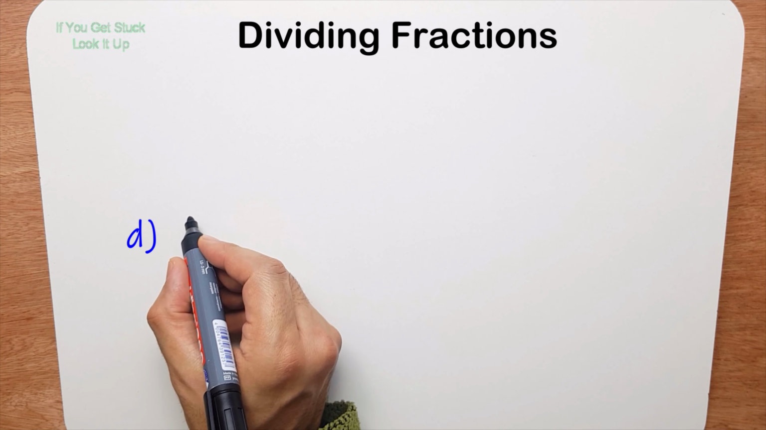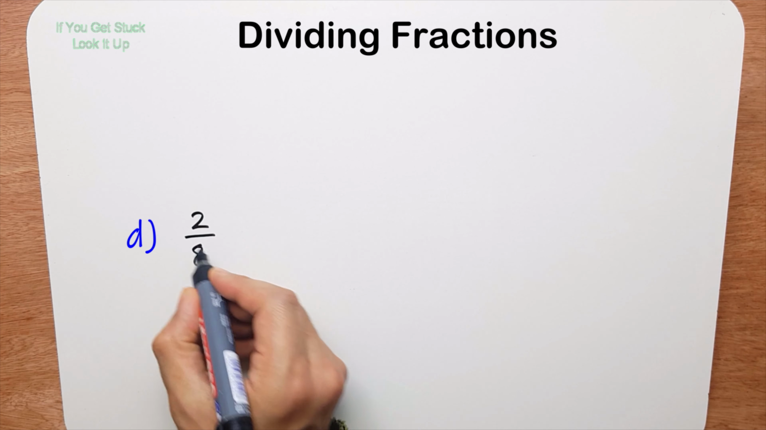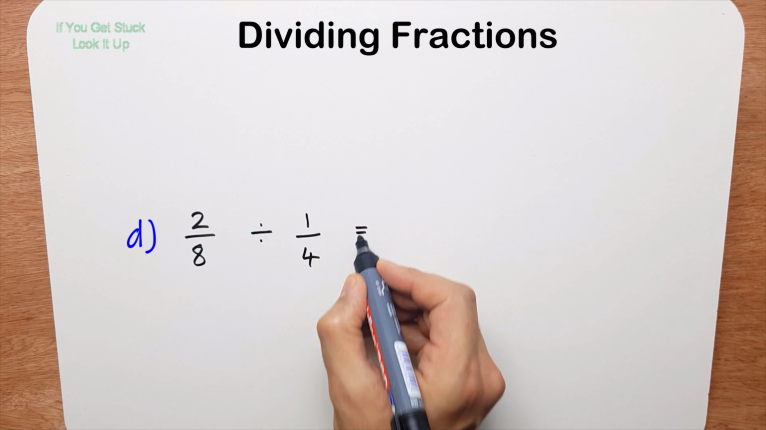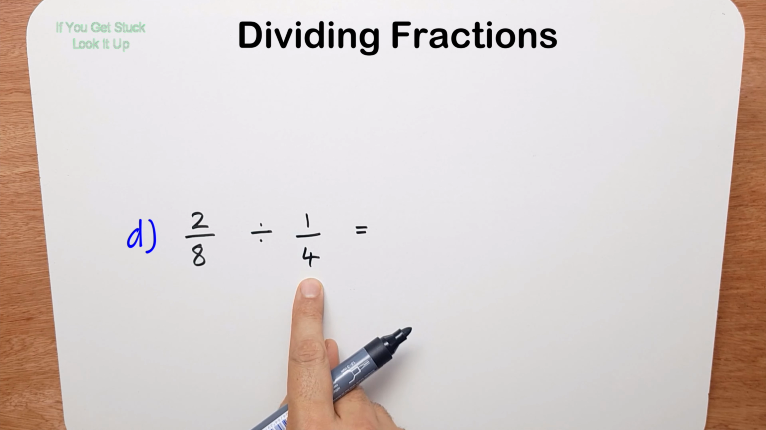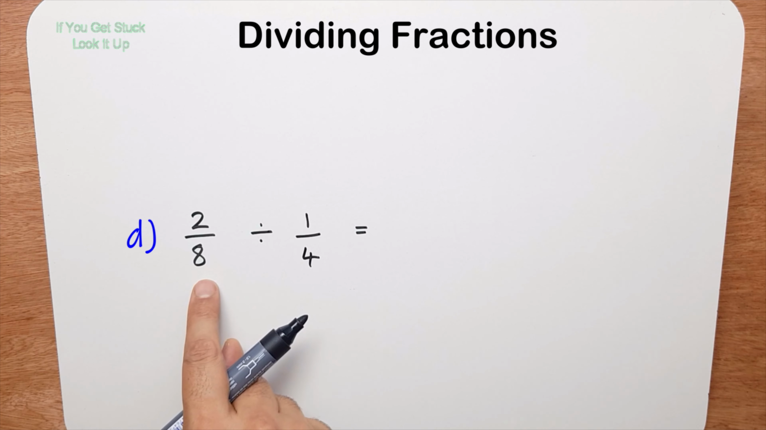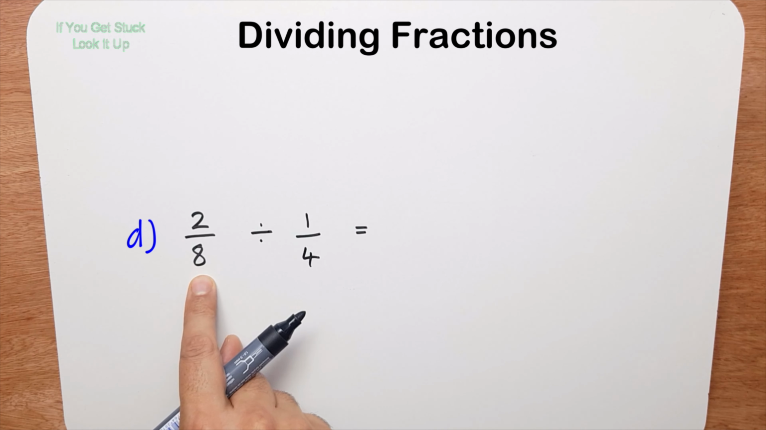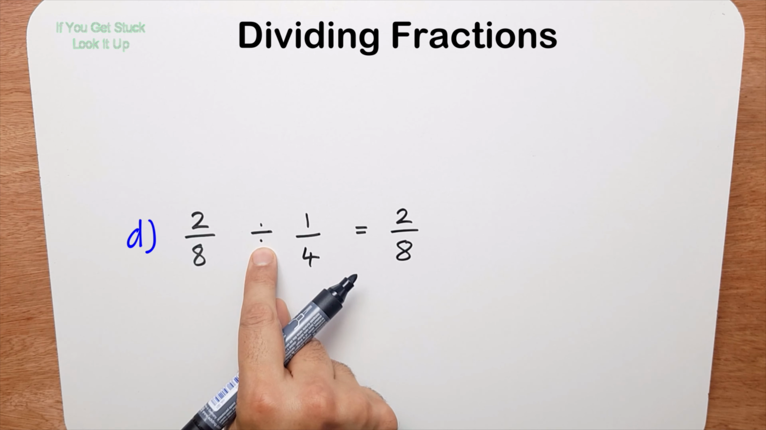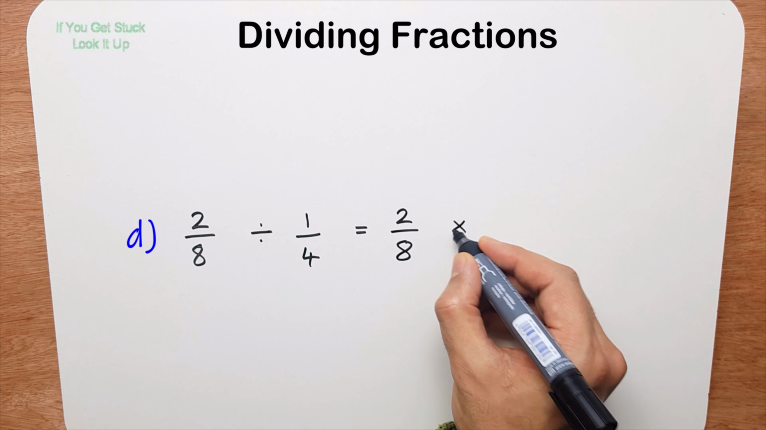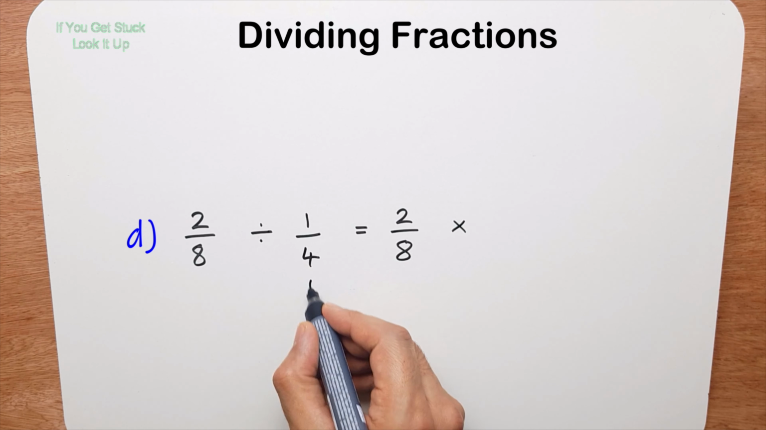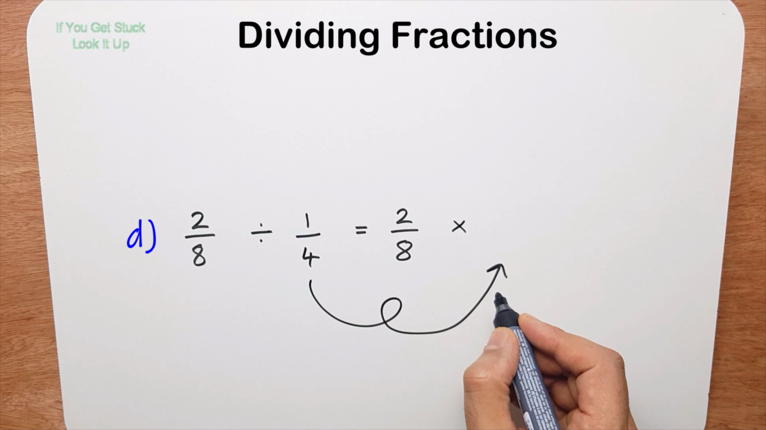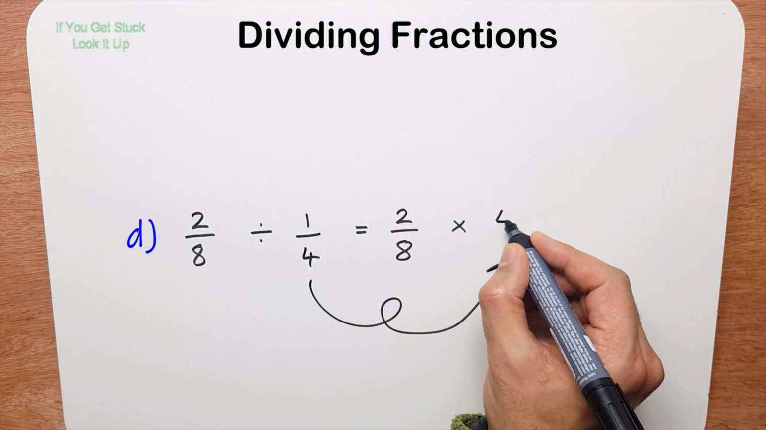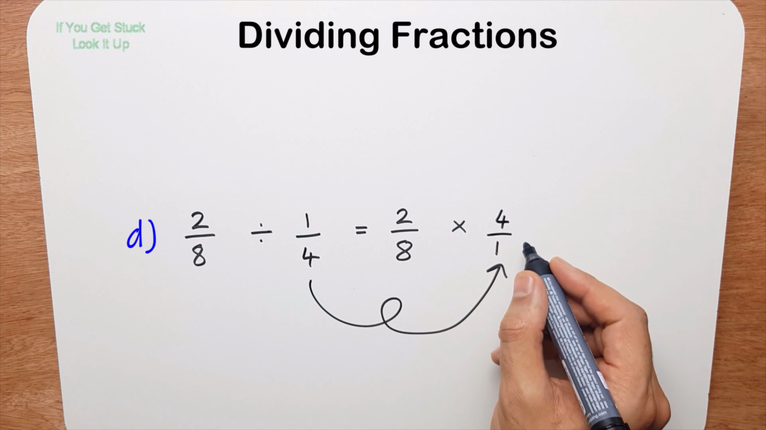My next question is 2/8 divided by 1/4. Now if you can spot a trick, this will be easy, but I'll do it the normal way. So I'll keep the first fraction the same, 2/8. I turn the divide into a times, and I flip the second fraction. So the 4 goes to the top and the 1 comes to the bottom. So it's 4/1, or 4 ones.